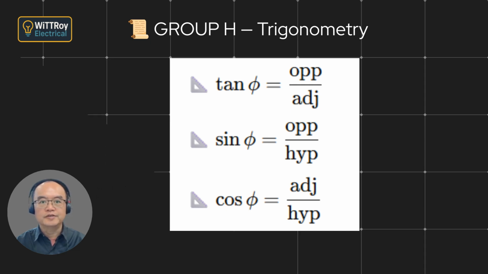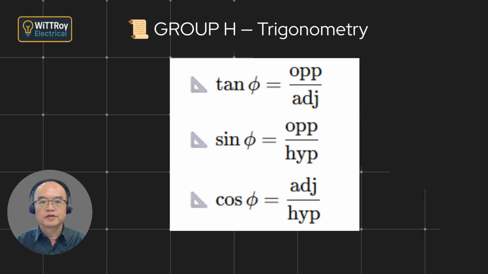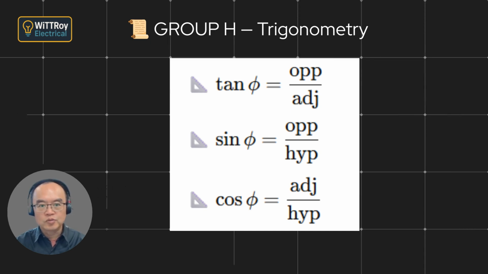The next formula is sin phi equals opposite divided by hypotenuse. Repeat, sin phi equals opposite over hypotenuse. The last trig formula is cos phi equals adjacent divided by hypotenuse. Repeat, cos phi equals adjacent over hypotenuse.